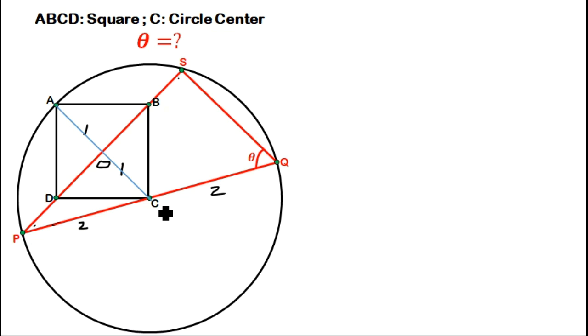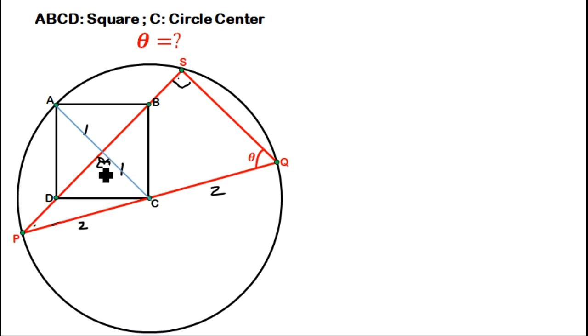Then when you apply Thales theorem, you can see P to Q is the diameter because it is passing through the center of the circle. The diameter subtends an angle of 90 degrees at the circumference, meaning this angle at S is 90 degrees according to Thales theorem. Also, the two sides of a square meet at 90 degrees.